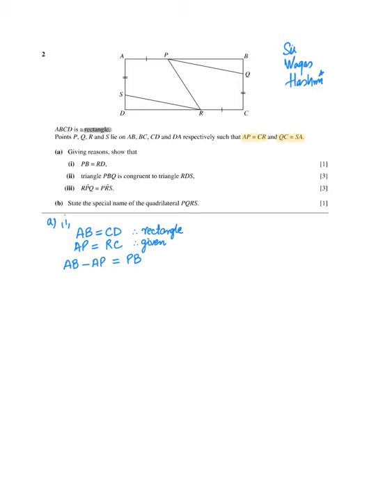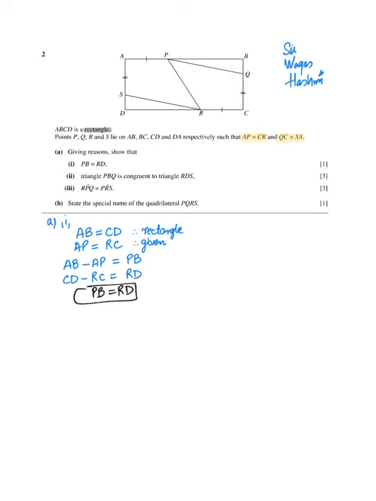Similarly, if I apply the same strategy on the length CD, I can say that CD minus RC is equal to RD. Now, if you observe that AB equals CD because it is a rectangle, and AP equals RC because it is given, that means on both equations the left hand side is equal. So I can say that PB equals RD.